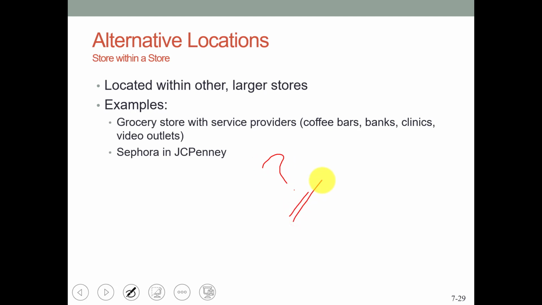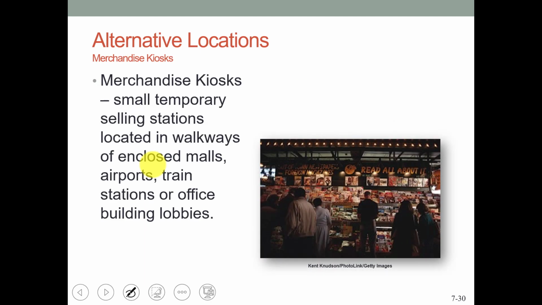Sephora within Guardian, or for example, a small store or a small site dedicated in a bigger store to something else, to some other store. We call it store within a store. So they are located within a larger store. For example, you will find coffee bars or the coffee stores. In the store you'll find banks, you'll find clinics. You see that? These are the examples, but I gave the example of Sephora. You'll give me an example, okay?